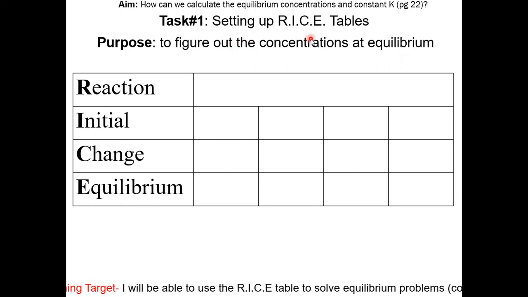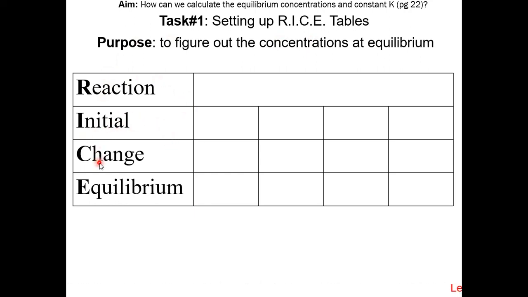RICE is an acronym. R stands for reaction, I stands for initial amounts, it can be concentration or partial pressure, and C stands for change, the change in concentration or partial pressure, and E stands for equilibrium, which tells us the concentration or partial pressure at equilibrium. So the goal is to get the values in the last row of the RICE table.